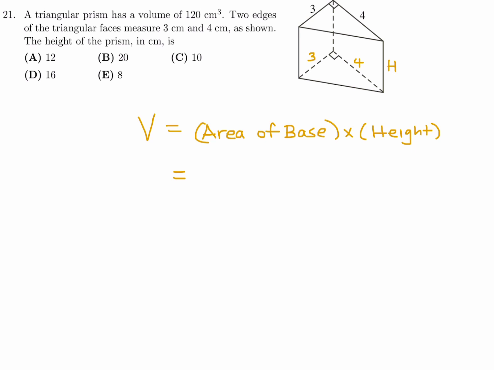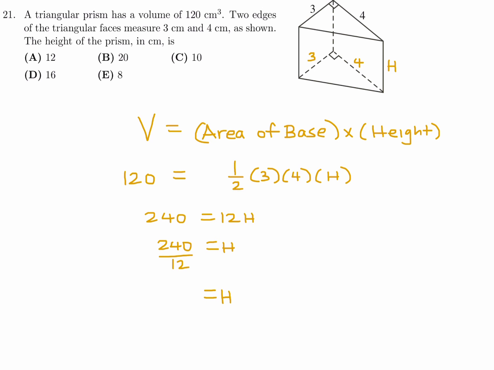No problem. So the area of the base is just a triangle. So it's 1/2 base times height, and you can use either one, 3 for the base, and for height you can use 4. And then I have to multiply all this by H. The volume they have given me is 120. So there you go. That's the equation. Solving for this, I get 240 is equal to 12H, and therefore H is equal to 240 over 12, and that means H is equal to 20. So number 21, the answer is B.